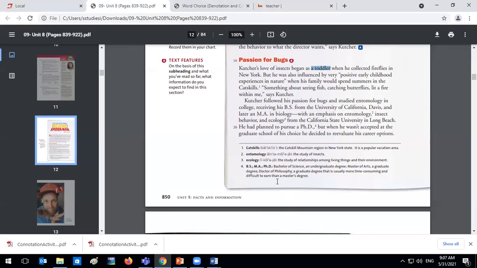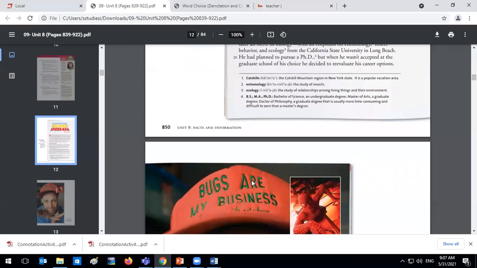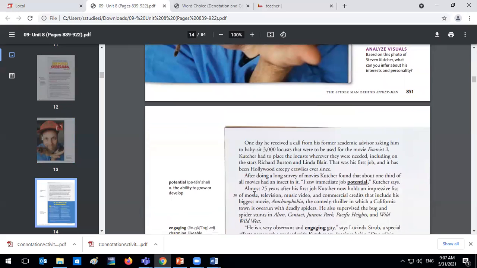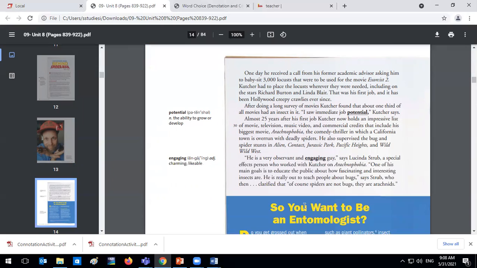But he was not accepted into graduate school, and he decided to reevaluate his career options. And we could tell here that Stephen Kutcher went into this field of bringing insects into movies. It started off with using 3,000 locusts in the movie The Exorcist. And then he worked on a lot of movies.